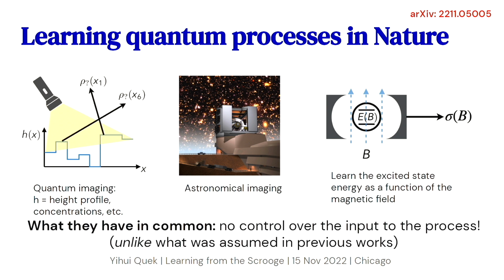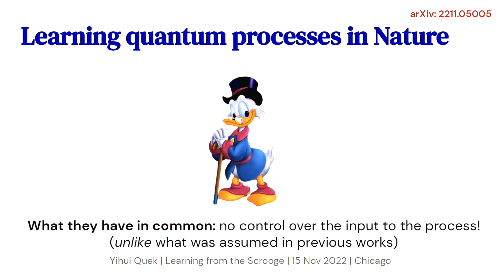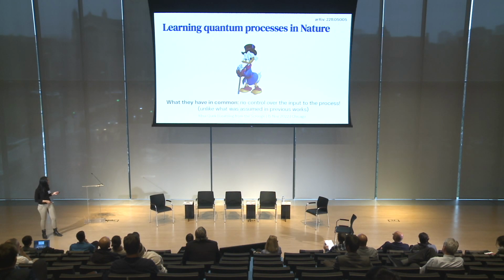What's common about all these situations is that you actually have no control over the input to the process. And this is where our work departs from many previous works, in the sense that we are concerned with the problem of learning a quantum process in this unique situation when you have no control over the inputs. And again, this is like when you're trying to learn something from a Scrooge, but not a money Scrooge, but an information Scrooge. You don't get to tell the Scrooge where you want to probe the unknown process. The Scrooge chooses it for you.